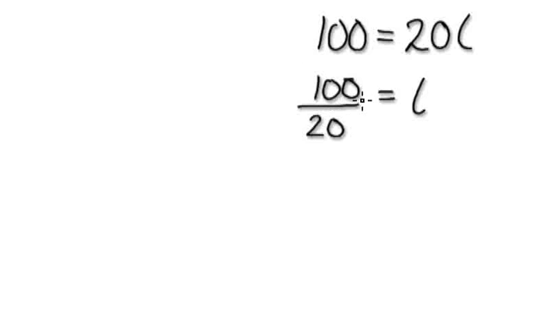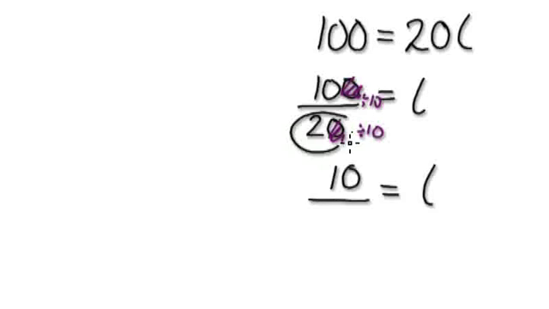Okay. So this is a fraction. Let's divide top and bottom by 10. So that would become, well, 100 divided by 10 will be 10, and 20 divided by 10 will be 2. Now, 10 divided by 2 is 5. So L must be 5.